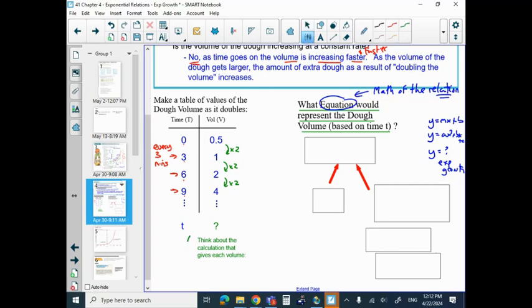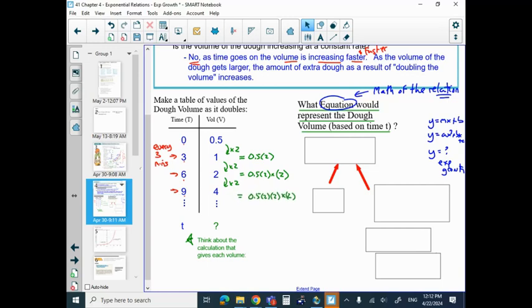So what we're going to do is think about what the calculation would be to get each volume. Obviously this 1 here comes from 0.5 times 2, right? 2 came from the 0.5 times 2 times another 2, right? So I'm going to say times another 2. And then the 4 came from the 0.5 times 2 times 2 times another 2. Trying to separate that extra 2 each time just to visualize it. So we're getting this idea here.